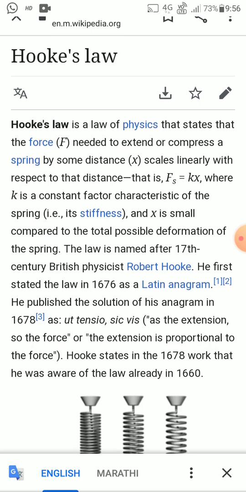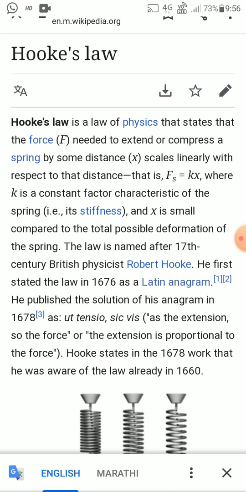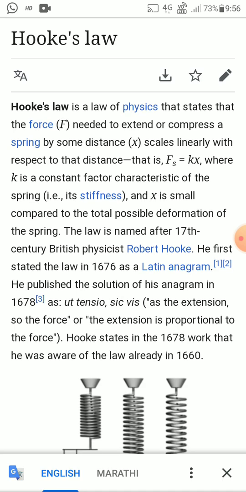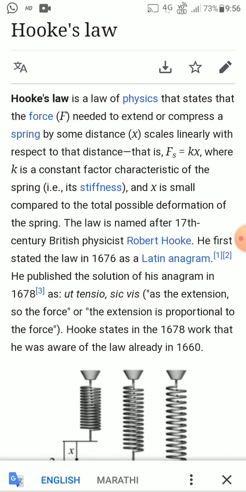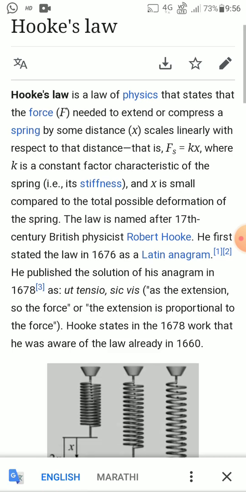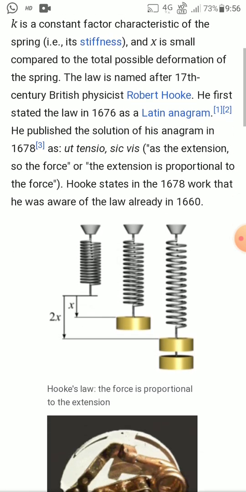This law is named after 17th century British physicist Robert Hooke. He first stated the law in 1676 as a Latin anagram. He published the solution of his anagram in 1678 as "Ut tensio, sic vis". So the extension is proportional to the force. Hooke stated in the 1678 work that he had been aware of the law already in 1660.